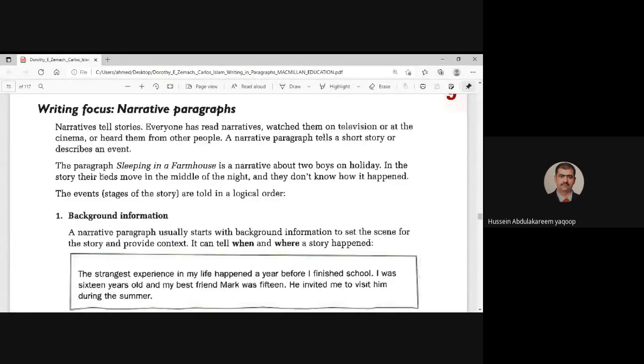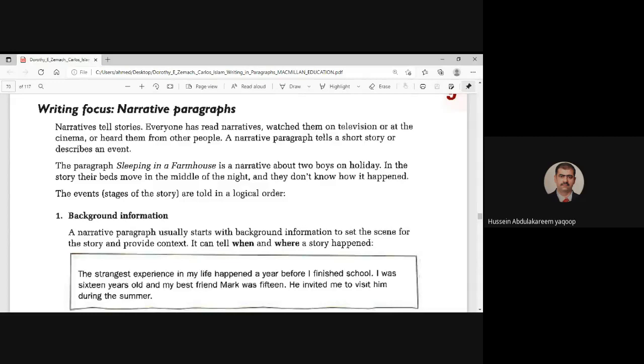So what we have here in the paragraph, sleeping in a farmhouse, is a narrative about two boys. This is the summary of the story, which is put in two lines or maybe less. Two boys on holiday. In the story, their beds move, يعني سريرهما move in the middle of the night. تحركت هذه الأسرة. And they don't know how it happened. ولا يعلمون كيف حدث ذلك.